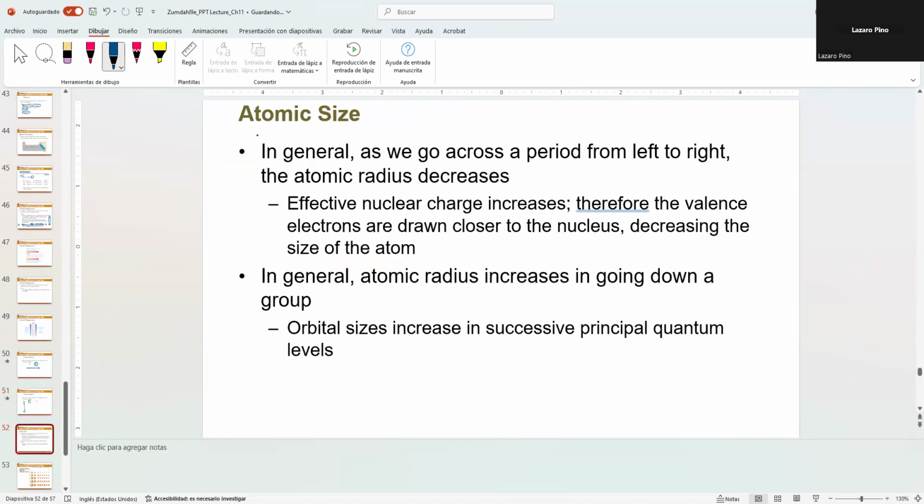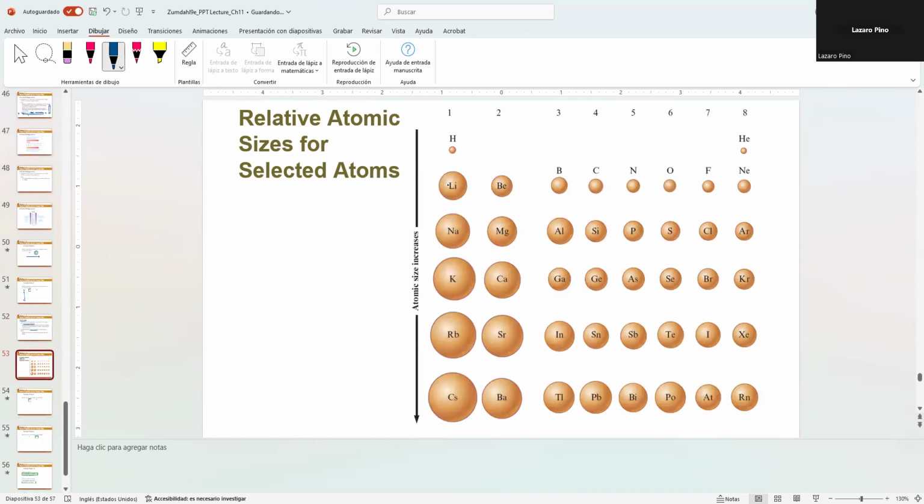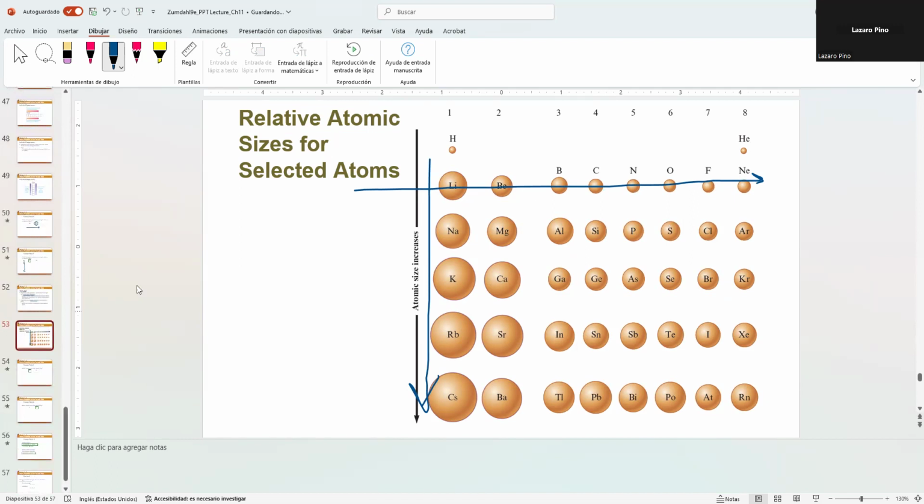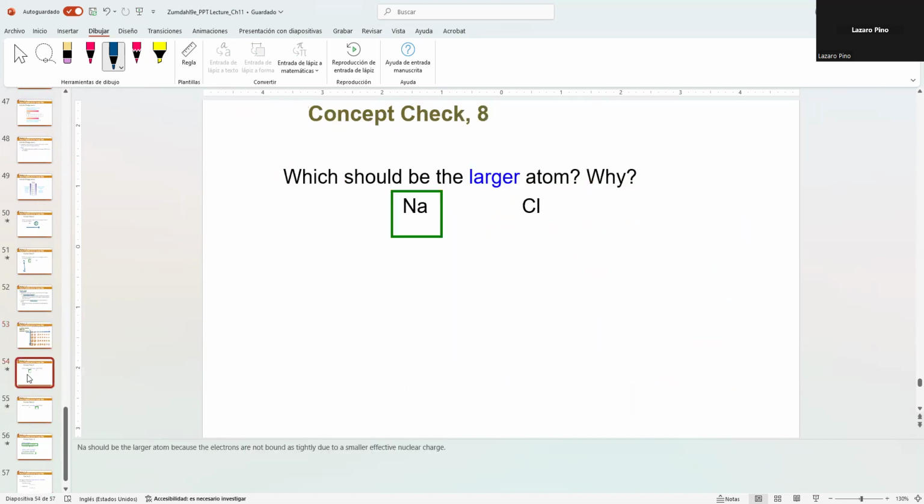In general, for the atomic size, as we go across the period from left to right, the atomic radius decreases. And in the group, when you're going down, it increases. Look at this. In the period, the atomic radius decreases to the right, and in the group, when you're going down, it increases. This is the atomic radius, also known as the size of the atom.